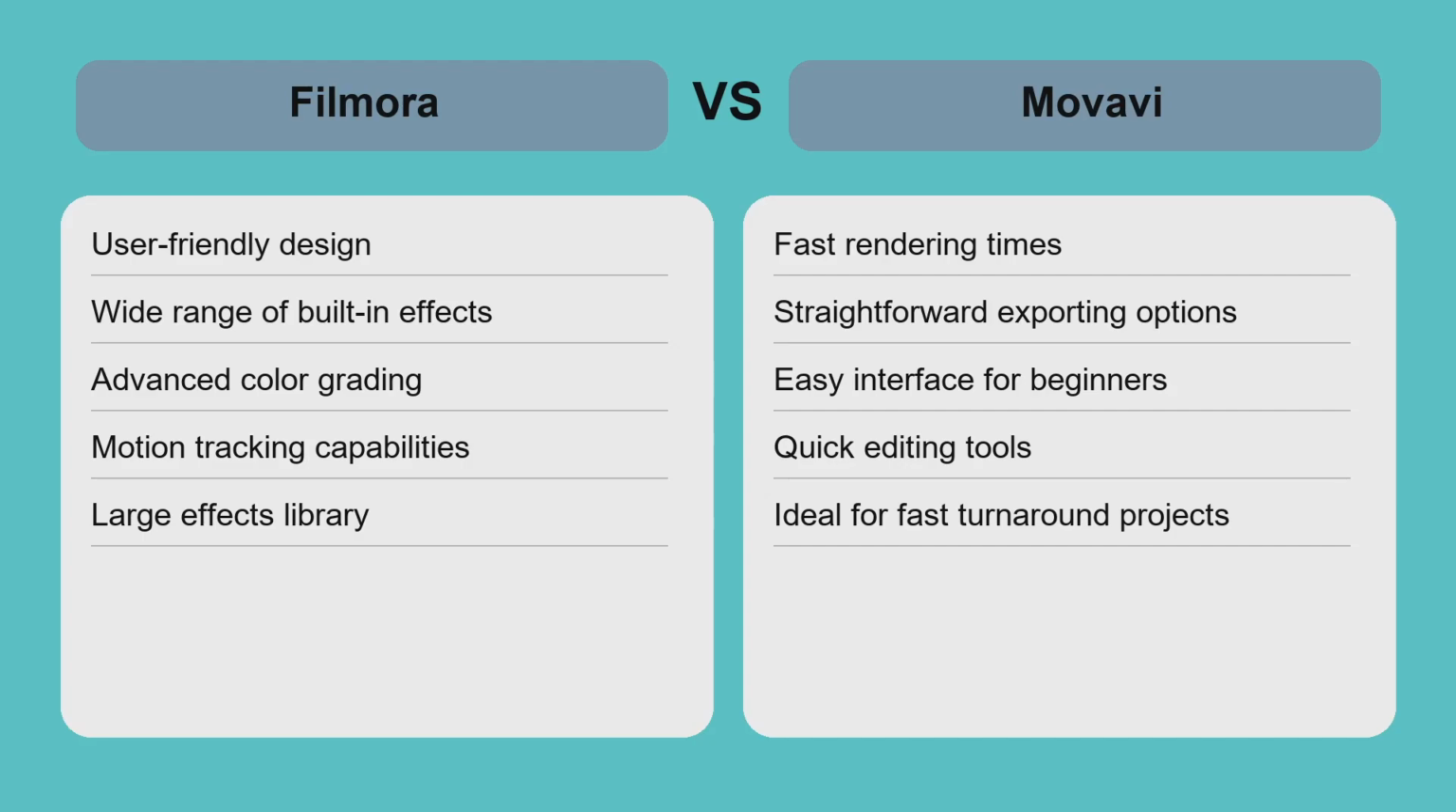Comparing Filmora and Movavi highlights a trade-off between creative depth and speed. Filmora shines when you want to add professional effects, detailed color grading, and motion tracking, perfect for projects that require a polished look. However, it demands more system resources and longer export times. Movavi excels in delivering quick edits with a simple interface, making it ideal for fast turnaround and straightforward videos.